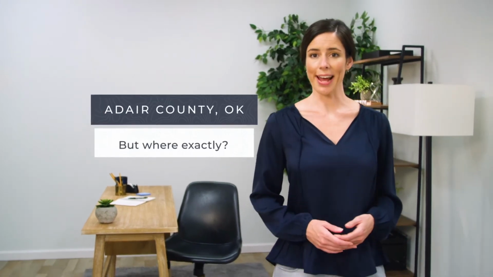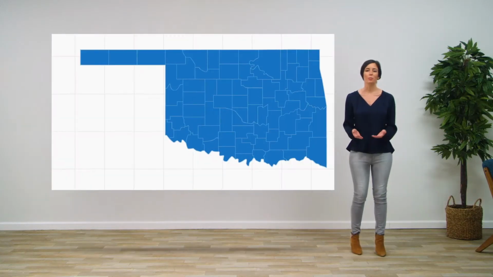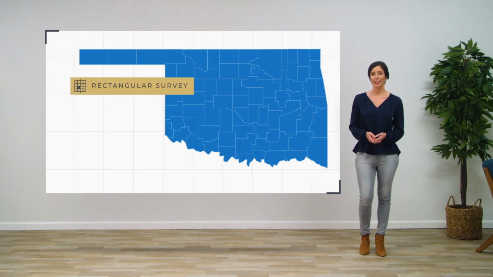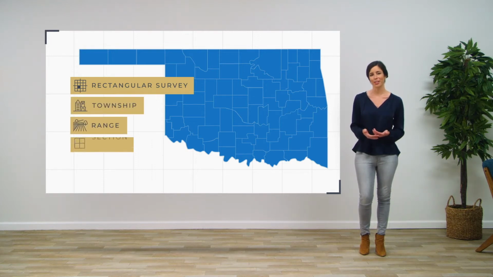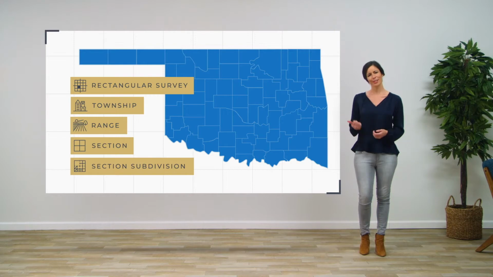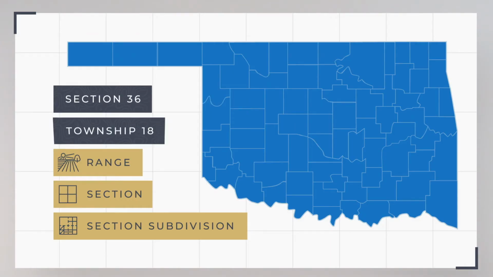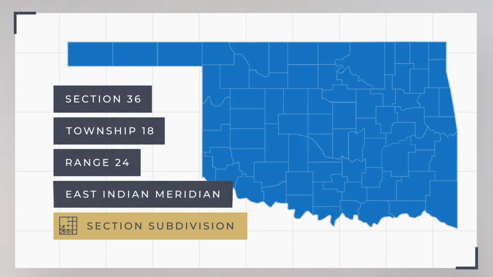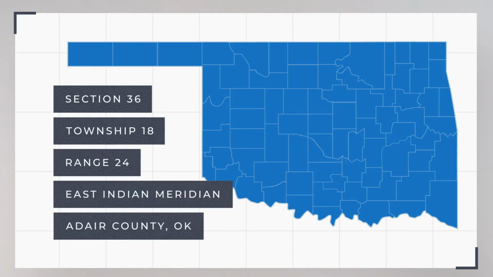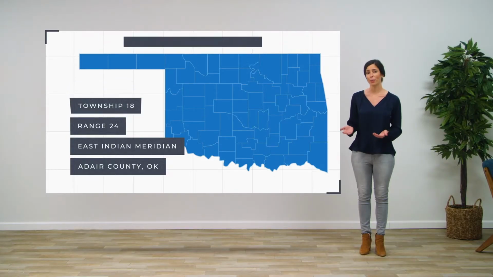Stephen's land is somewhere in Adair County, Oklahoma. But where exactly? Well, the answer to that question is very important when it comes to the exploration of oil and natural gas. We'll need to use the property's legal description based on the United States Rectangular Survey, which is just a big grid system. We'll be learning some fancy map terms like township, range, section, and section subdivision. So let's get to it. Stephen's property is legally described as Section 36, Township 18 North, Range 24, East Indian Meridian, Adair County, Oklahoma. So let's find out exactly where the property is.